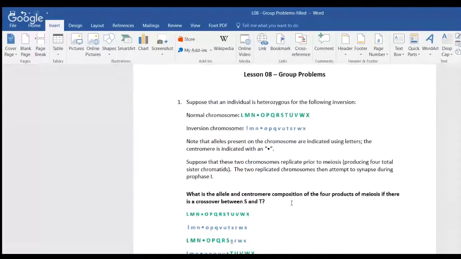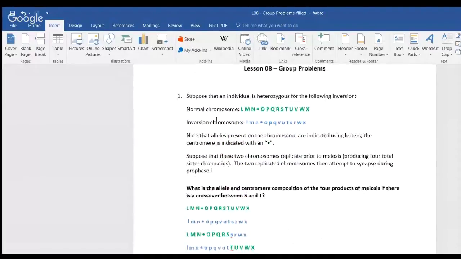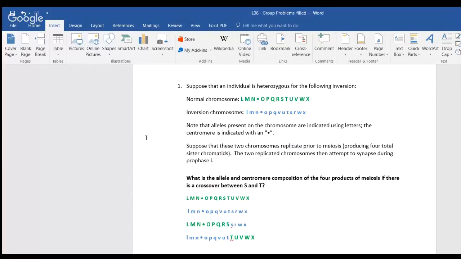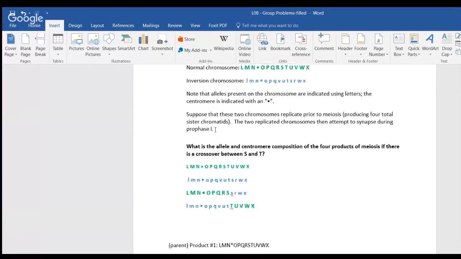We're going to start with question 1. We're given two different types of chromosomes, a normal chromosome, which here is displayed in green, and an inversion chromosome, which is in blue. We know that they're going to replicate, so there will be 4 of them, but we also want to see what would happen if there's a crossover between S and T.